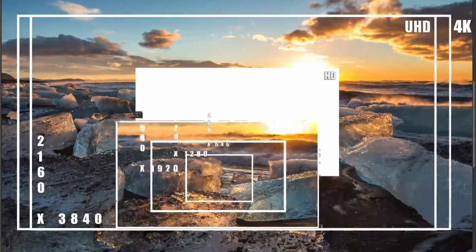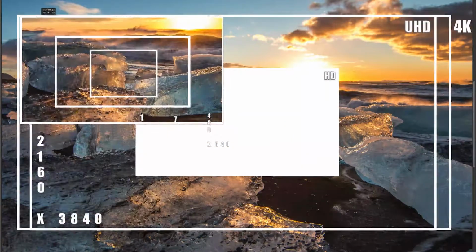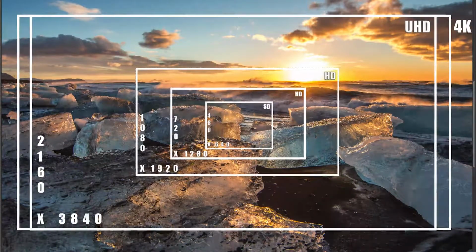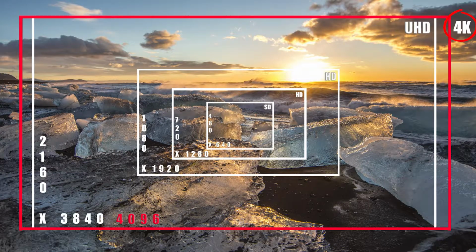So you see, I'll select this, and you can see that you can fit 4 1080s in a 4K image. So when it says 4K, it's talking about the number of pixels going across here. Now, Ultra HD is slightly smaller than 4K at 3,840 pixels wide, and 4K is just a tad bit wider, as you can see over here, at 4,096 pixels wide. That is the reason why it's called 4K, because it's literally 4,096 pixels wide.